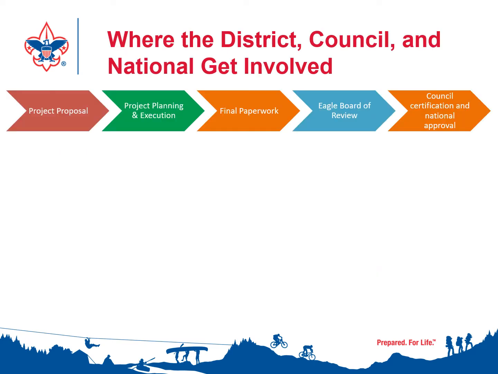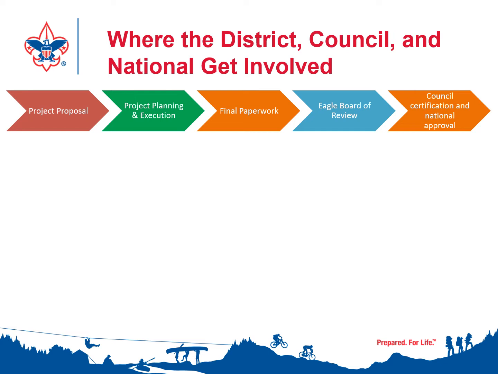Let's take a look at the process and where the district and council and national get involved in the Life to Eagle process. Normally a scout will work with their unit, their scoutmaster, or a person in their unit, normally called an Eagle advisor, on getting ready for their project and making sure that they get their merit badges done for Eagle and their position of responsibility and other advancement that they need for Eagle.